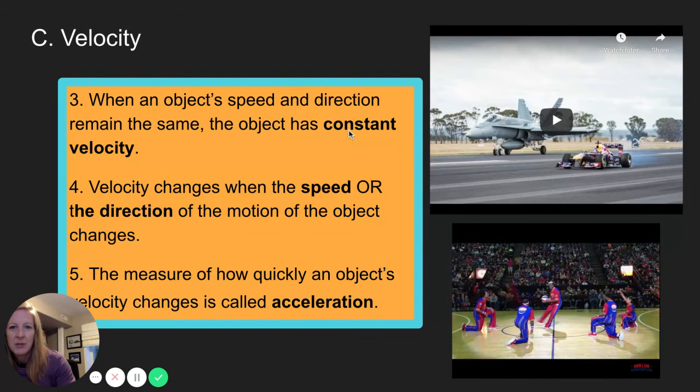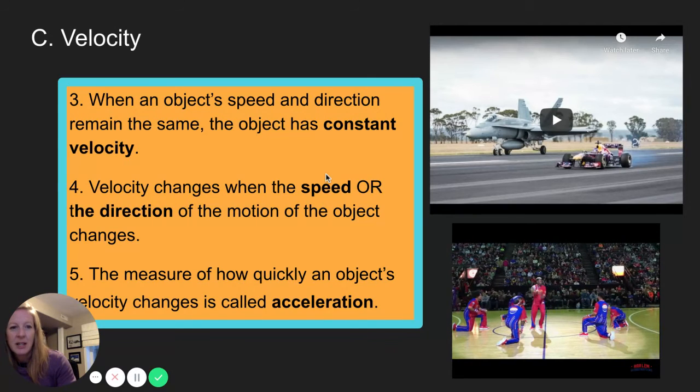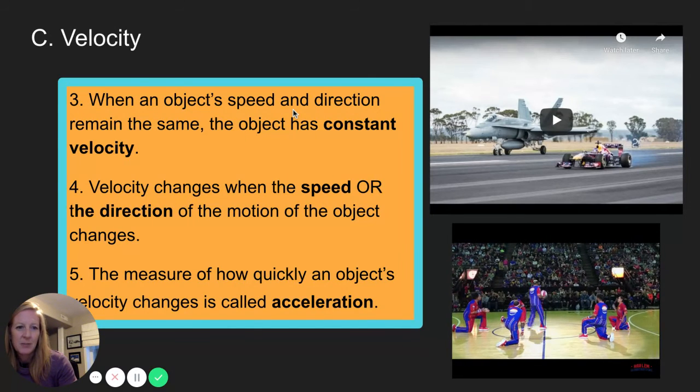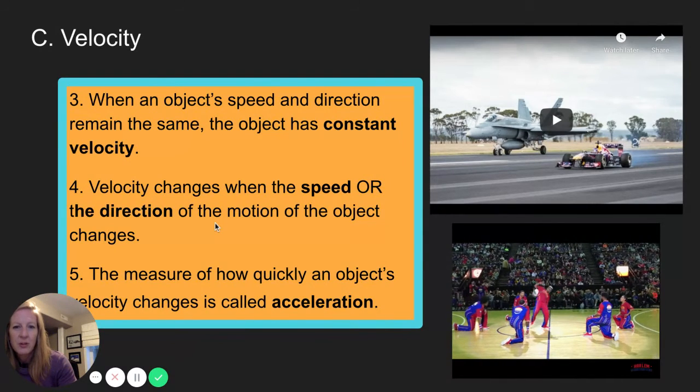With constant speed, they would have the same exact velocity, and the direction they're traveling would stay the same. Velocity changes when the speed or the direction changes.